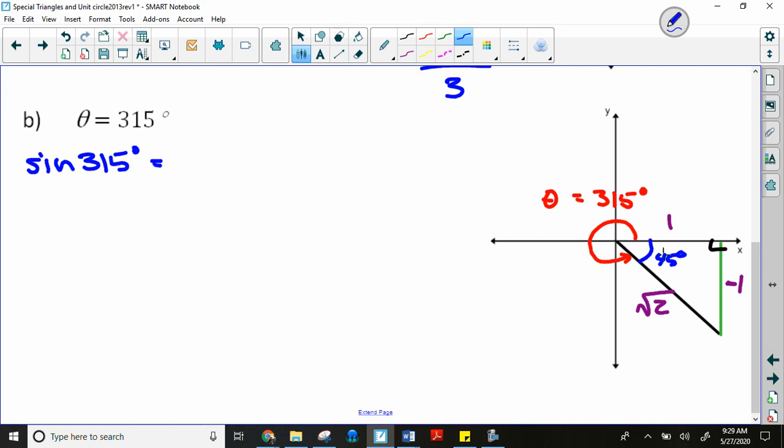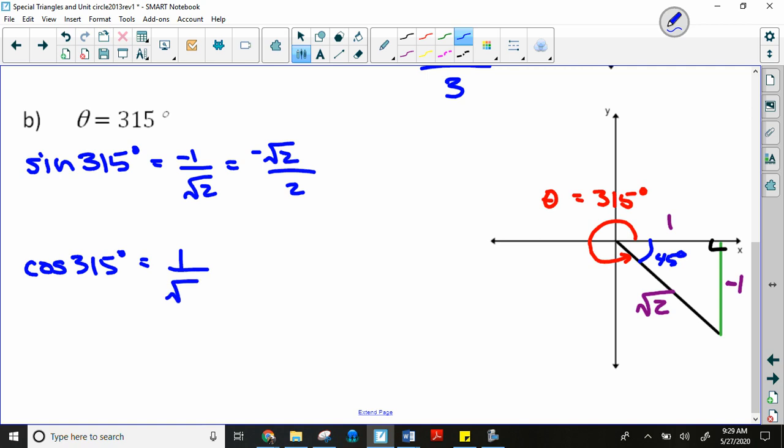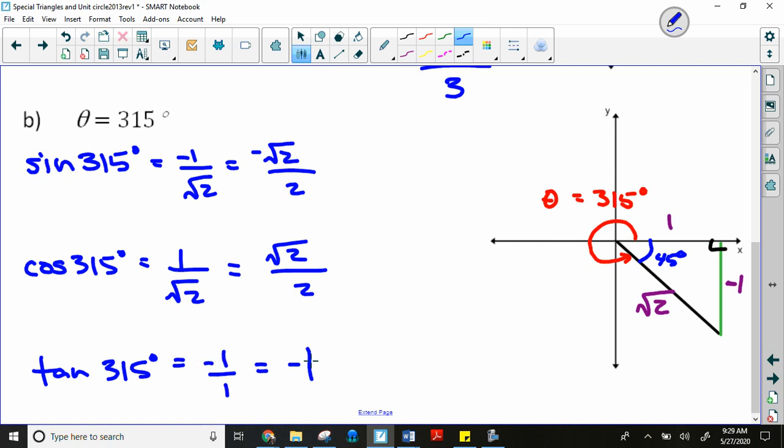So sine is opposite over hypotenuse, which is -1 over root 2. Rationalize the denominator: -√2 over 2. Good. Cos of 315 is adjacent over hypotenuse. The same values, except sine is negative and cos is going to be positive. And then tan of 315 is opposite over adjacent, -1 over 1, which is -1. That's all you have to do for these.